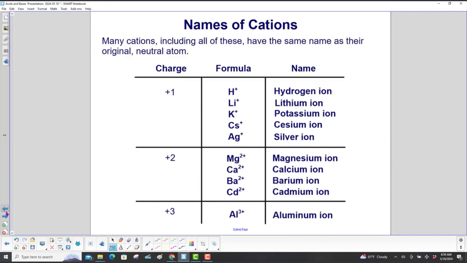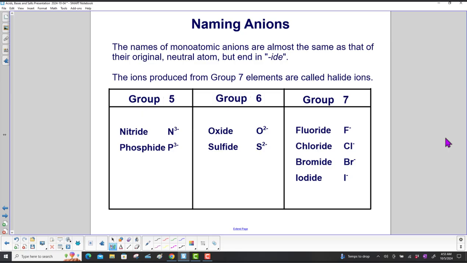Many cations, including all of these, have the same name as their original neutral atom. So we'll just take one example here. Magnesium 2+ is a magnesium ion. And if you'd like, you can pause this video and look at the other elements. The names of monoatomic anions are almost the same as that of their original neutral atom, but end in "ide." The ions produced from group 7 elements are called halide ions.